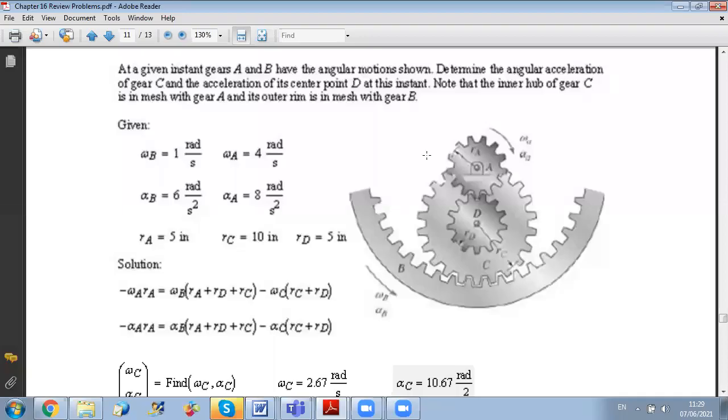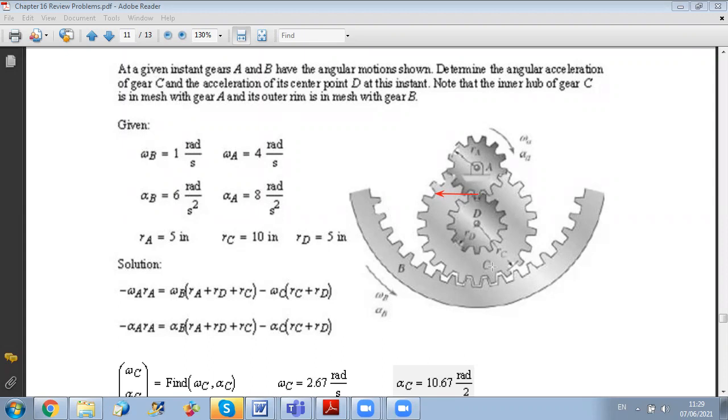Okay, so we will continue this problem. We were talking about the velocity and tangential acceleration that is in common between the two gears. So this is the first point of gear C that we know velocity and tangential acceleration.